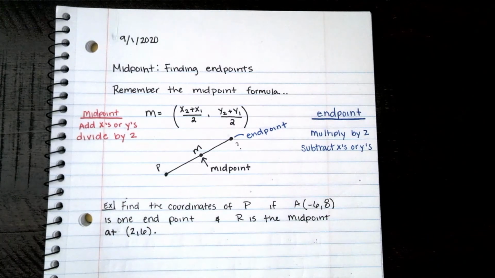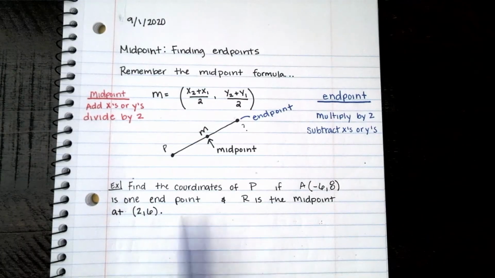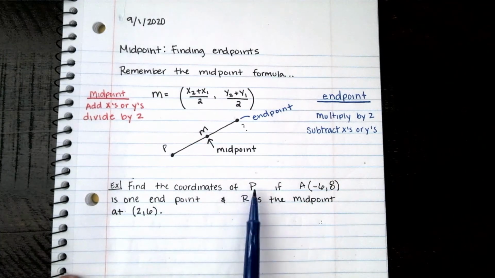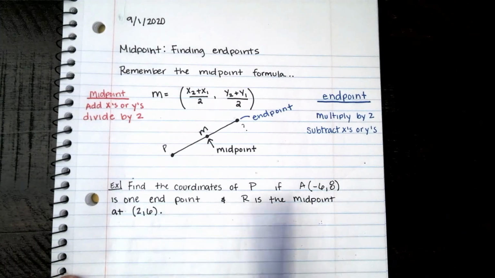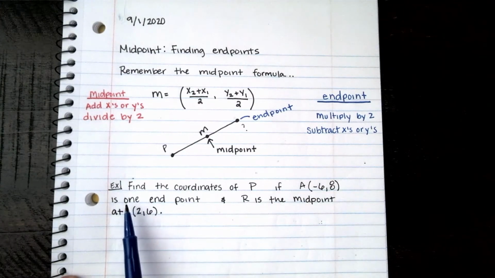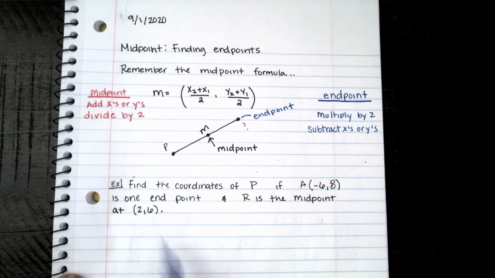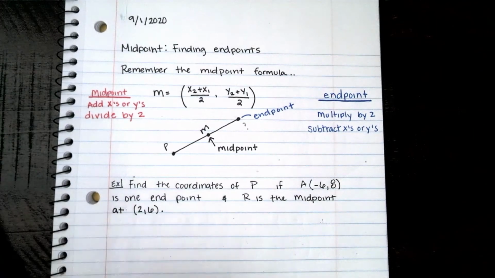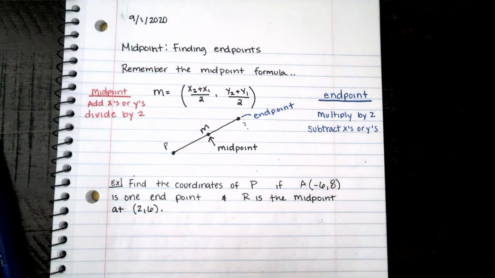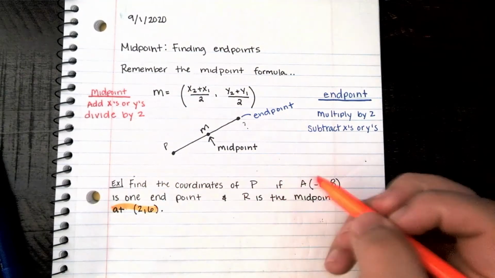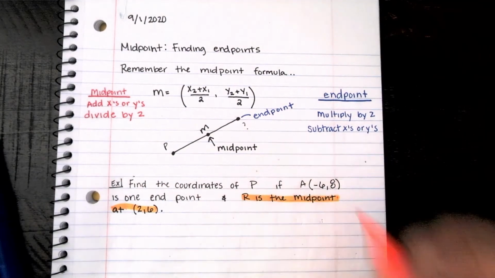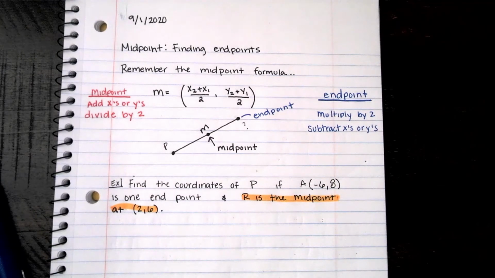Don't overthink it. So in this example down here, it shows us clearly what they want. It says find the coordinates of P if the other point A is on here at -6, 8, and R is the midpoint at 2, 6. So they gave us the middle this time. So I'm gonna highlight that here. Oop, wrong color. So right here, this is the middle. It's telling us that R is the midpoint.